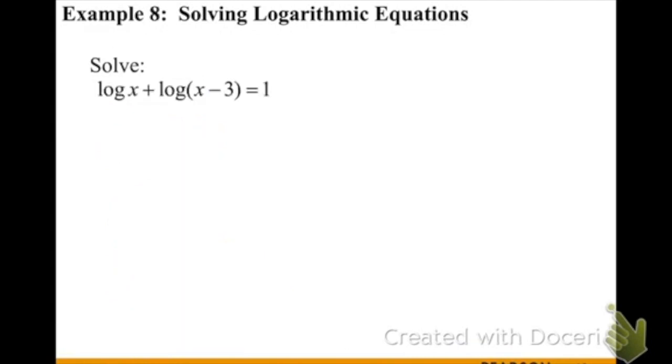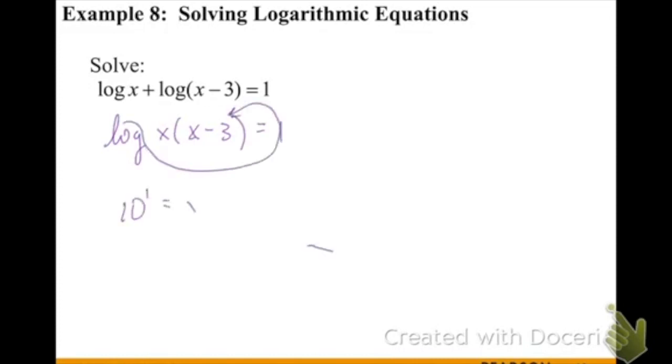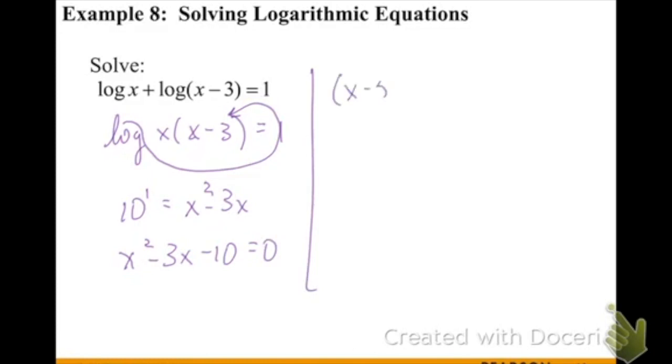Now let's try this one. So first let's condense on the left side. We'll multiply those log values. And now let's switch forms. This is a base 10, so 10 to the 1st power equals x squared minus 3x. Let's subtract the 10 over, and then see if we can factor. So two numbers that multiply to give us -10 and combine to give us -3, that would be -5 and +2. We set those each equal to 0 and solve, and our two potential answers are 5 and -2.